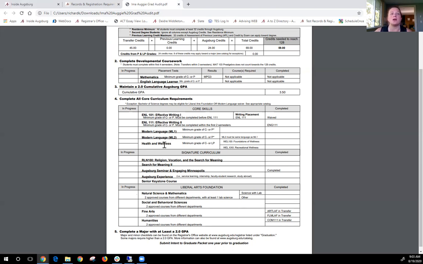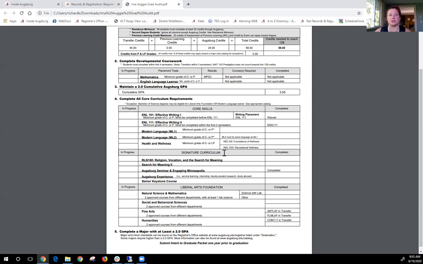We have a health and wellness requirement, 2 courses. One is a foundations of wellness. The other one is a recreational wellness. These are 1 credit classes. They are required, so please don't forget to take it. And they're a lot of fun. This is a nutrition fitness class. And then the recreational wellness class is anything from yoga, Pilates, weight training, things like that.